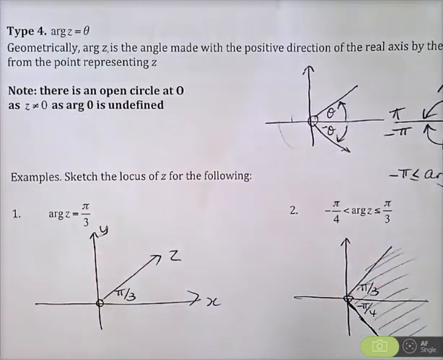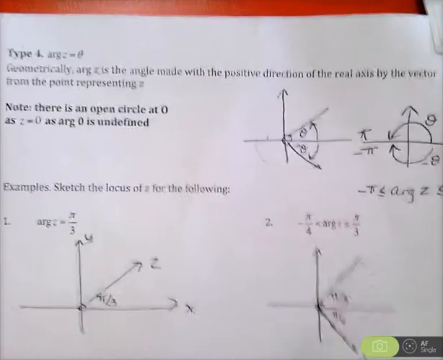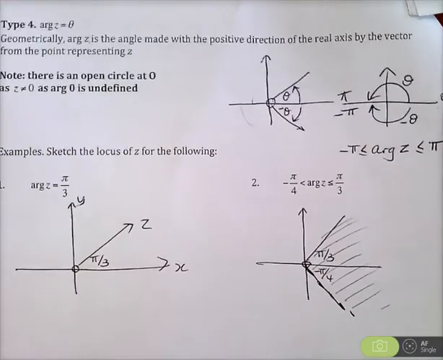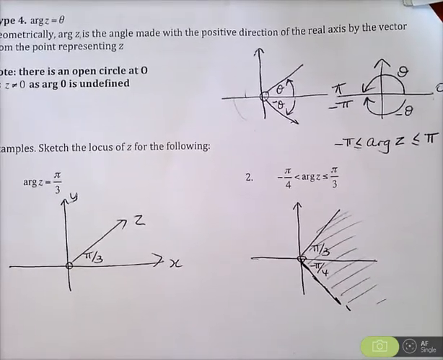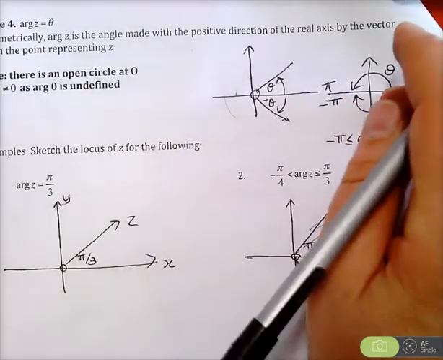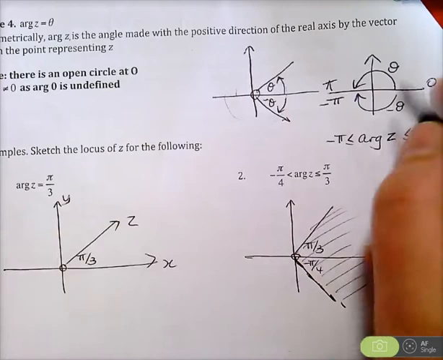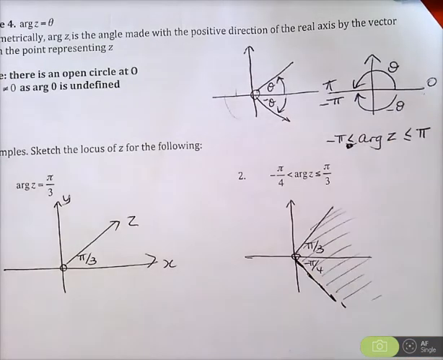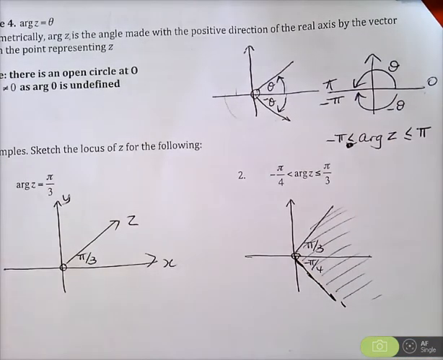There. Now, sorry, I'm off screen. Now. You're allowed to have arg z equal to pi. Oh, yeah, I suppose you'd call it positive. Yeah, you'd call it positive.